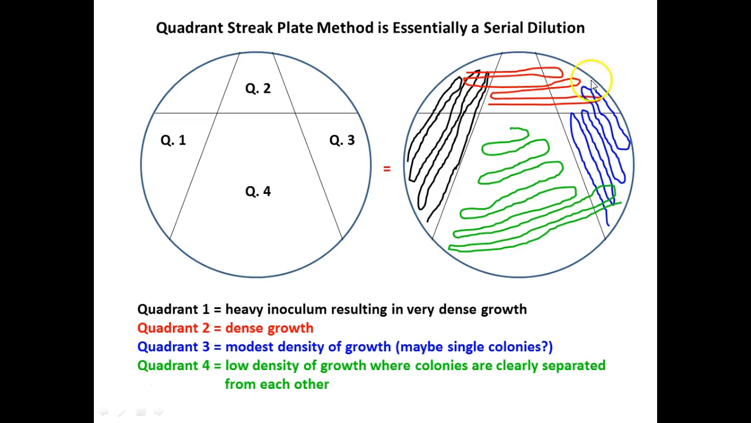Each time, in between each quadrant, we flame our loop to remove the organisms from the loop. And so we're only picking up a little bit from each section.